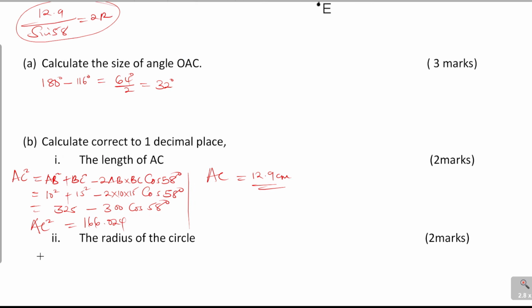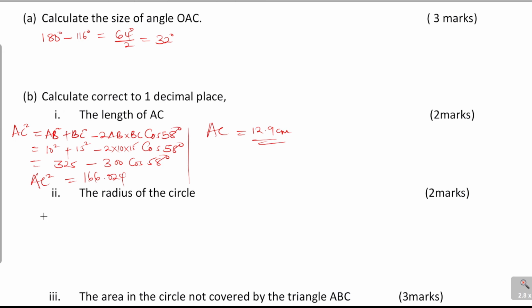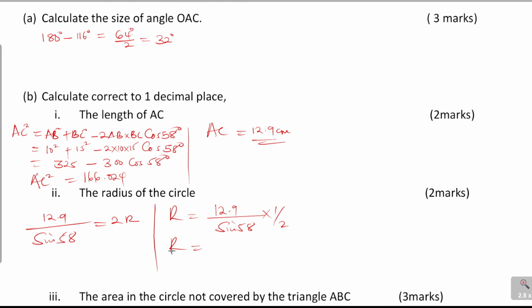So 12.9 divided by sine of 58 should give 2 radius. So you just make r the subject, and to get r, you simply multiply both sides by the reciprocal of 2, which is a half. So you have 12.9 divided by sine of 58. You have to multiply this by half. So radius is equal to 12.9 divided by sine 58.